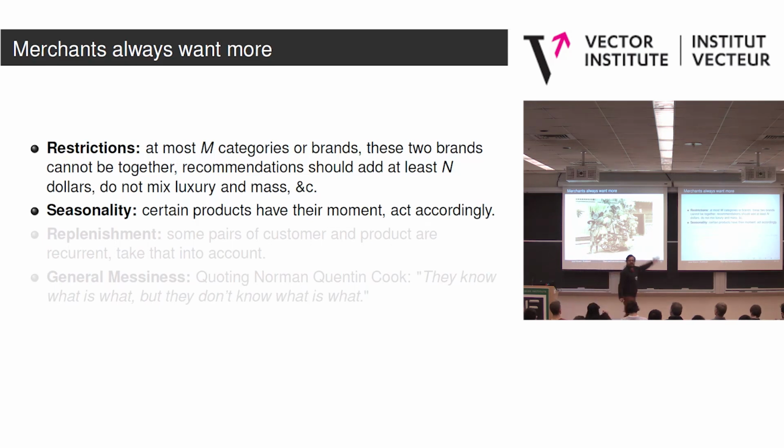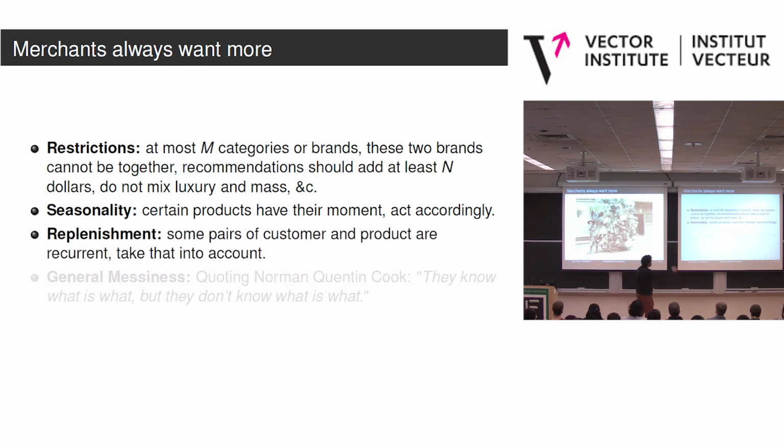Some other restrictions come from seasonality. So certain products have their moment, act accordingly. How do you do that? It's hard. How do you know, for instance, we had this idea. Let's say sunscreen. So sunscreen is for the summer. Then you start looking at things, and you realize that there is a spike in December. And it's because people go to the south in some places. And then it becomes complicated, it becomes geographical, it becomes temporary, things happen.